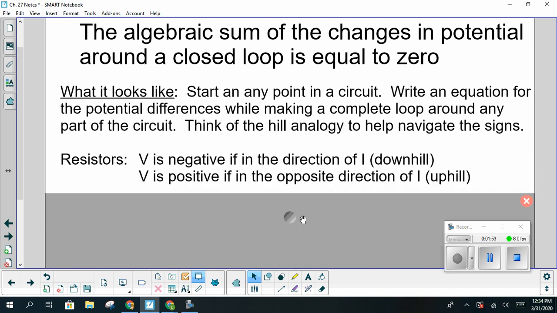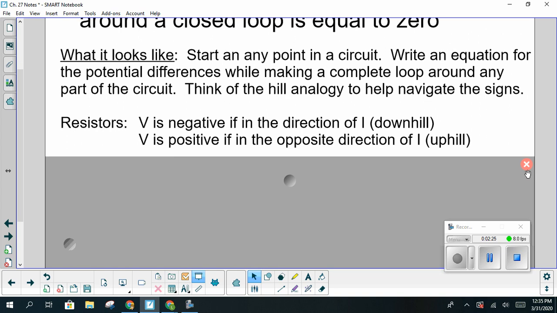So when you get to a resistor, the potential difference across a resistor is negative if you are moving in the direction of the current. That means you're going to go downhill, or to a lower potential. It is positive if you're going in the opposite direction of the current, meaning you're traveling around the loop uphill. It does not matter which direction you traverse the loop. You just need to be consistent and continue through the same direction and pay attention to your signs.